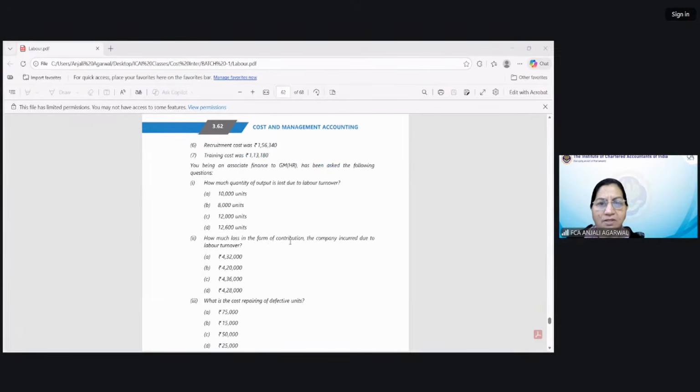How much loss in the form of contribution the company incurred due to labor turnover? Profit foregone. 12,000 units is the lost output. 12,000 into 36 should give you the answer. So what is the answer? You can type in the chat window.